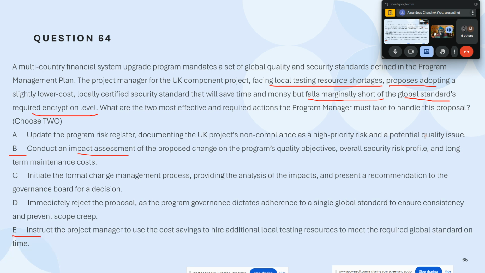Now, when you think through that particular answer, what comes into your mind? Well, there is an impact on the program objective. So I need to do an impact assessment, right? Of whatever this proposed change is.